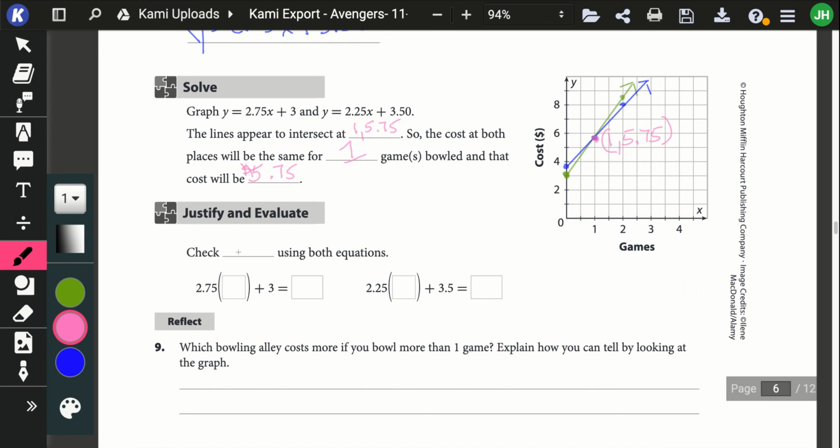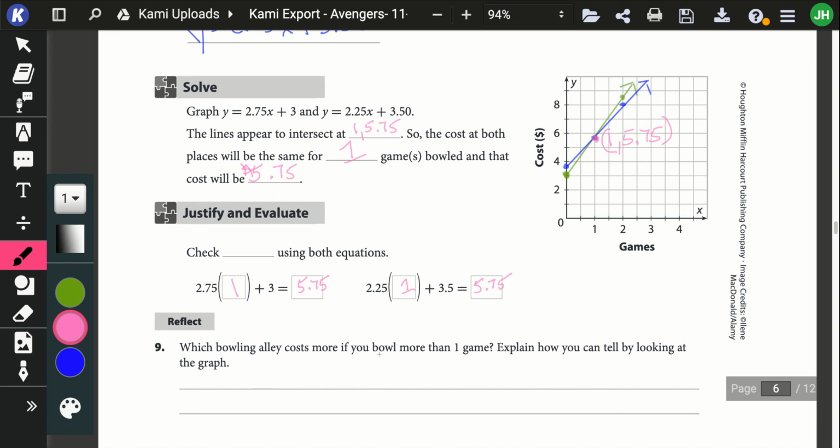Now we can check using both equations. 2.75 times 1 plus 3 is 5.75. 2.25 times 1 plus 3.50 is 5.75.